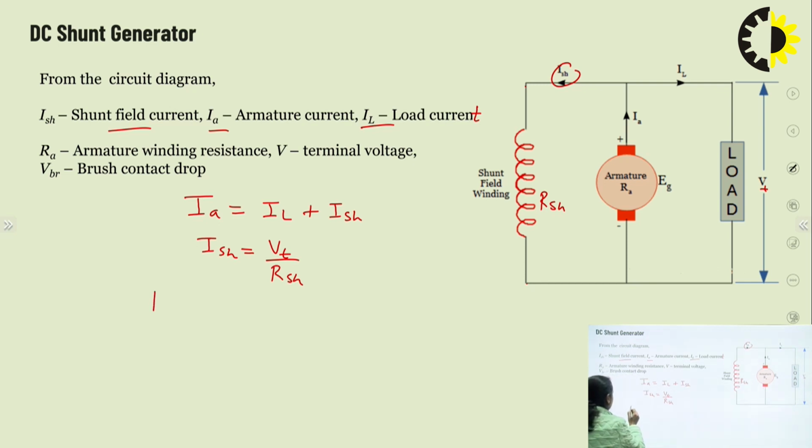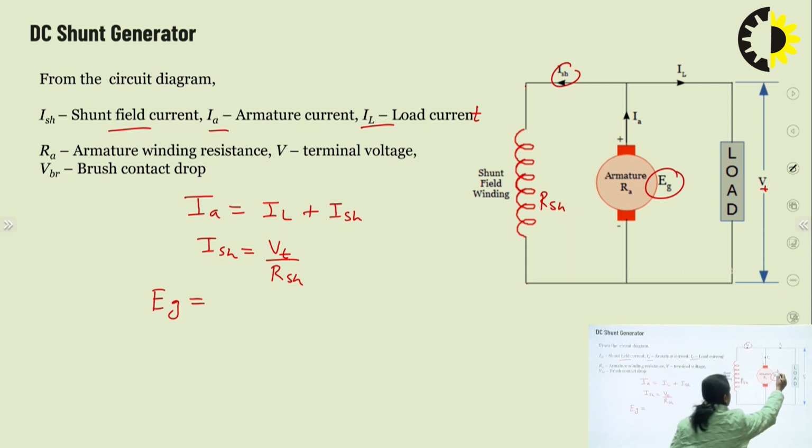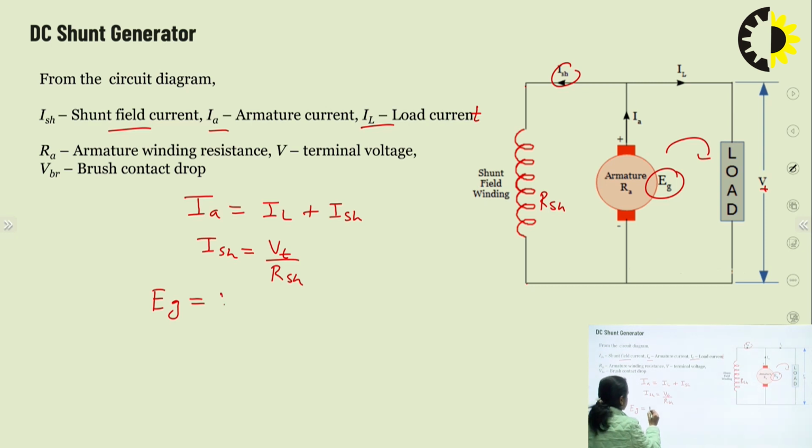Now what will be the value of EG? EG means the EMF induced in the armature. If you write the loop equation here, you will get EG is equal to VT plus the drop in armature IARA plus brush contact drop. So the equation is EG is equal to VT plus IARA plus brush contact drop.